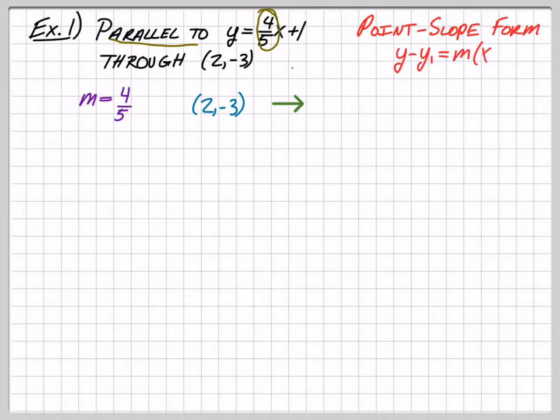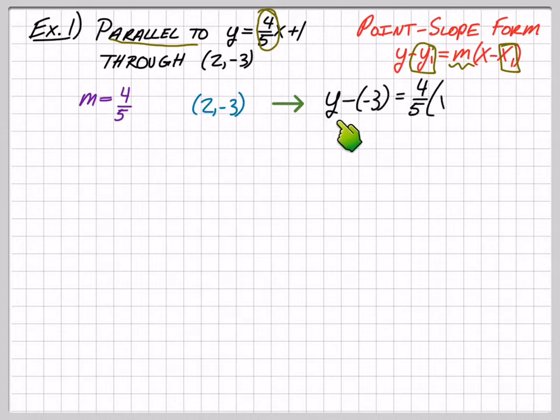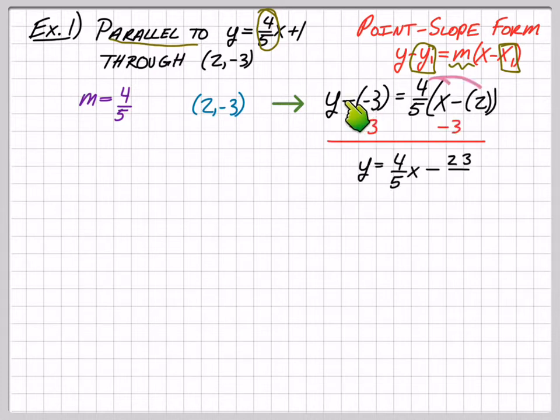Remember, point slope form is y minus y1 equals m times x minus x1. And we just want to replace the y1, the x1, and obviously the slope. So we've got our point, we've got our slope. Let's go ahead and throw those in there. Y minus the y-coordinate, negative 3, equals the slope, 4/5, times x minus the x-coordinate, which was 2. And then we're in business. We just need to simplify that. So why don't we distribute that 4/5 through and then subtract that 3 over, since that would really be a plus 3 right there. And we should have y equals 4/5 x minus 23 over 5, if you did the math correctly.